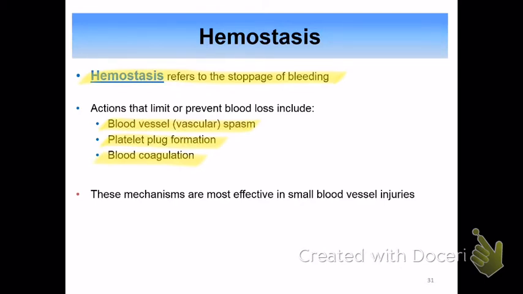So these mechanisms are most effective in small, like if you have a little small nick in a blood vessel. I mean, not so much if you have like a 3-inch cut on your arm, but a little small nick in the blood vessel. And so those are your 3 ways for hemostasis. And remember, hemostasis is the stability of blood, right? To get the blood to stop bleeding.